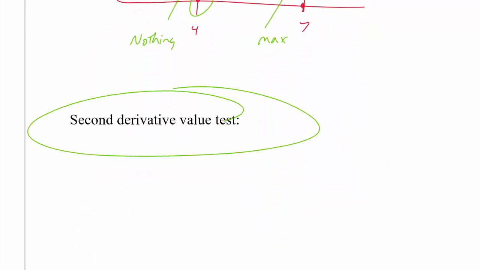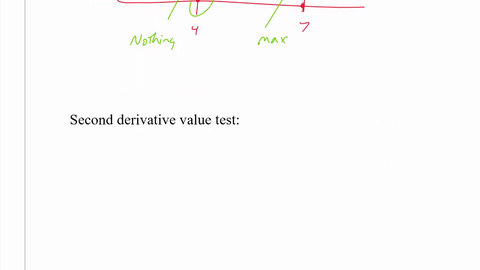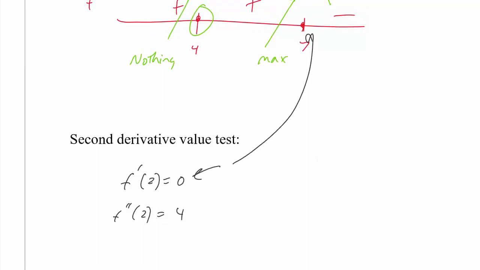Now, you can also have a second derivative value test, because remember, a second derivative means your graph is either concave up or concave down. So if I told you something like this, these are kinds of problems I like to give sometimes: f prime of 2 equals 0, and f double prime of 2 equals 4. What does that mean? First of all, if the derivative is equal to 0, that means I have a critical number. So I need to test it. But I didn't give you the information to draw a number line, so you can't. So I know there might be a min or might be a max. How do I tell?